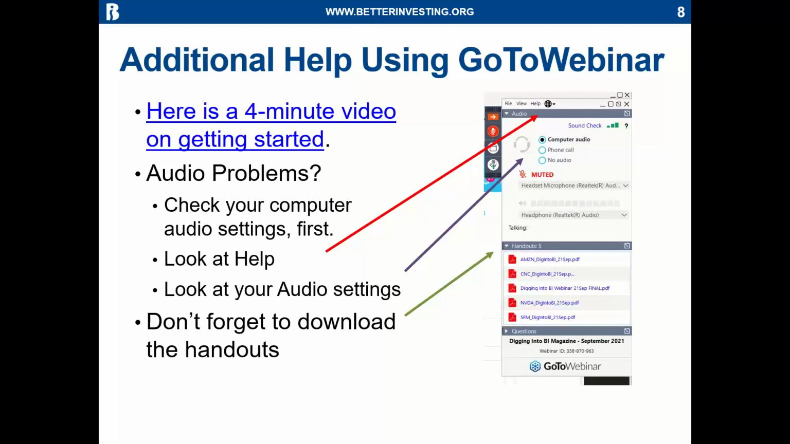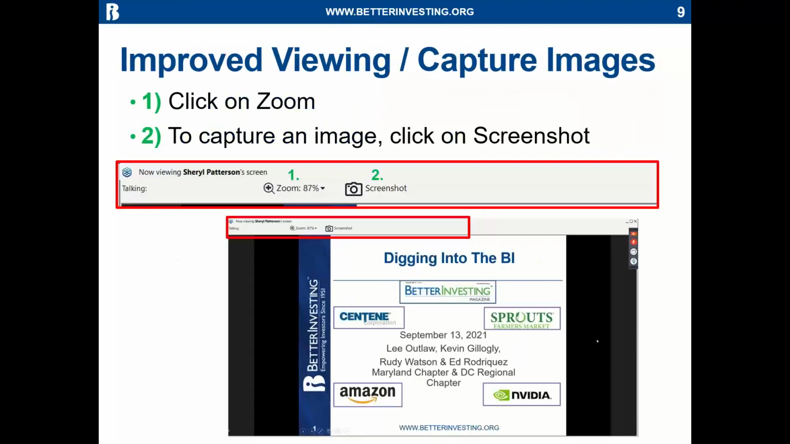Make sure to take the handouts, which is the green arrow. We just have 2 handouts tonight, and we'll talk about those as we go through it. One is a slide deck, and one is another part of what we're looking at.